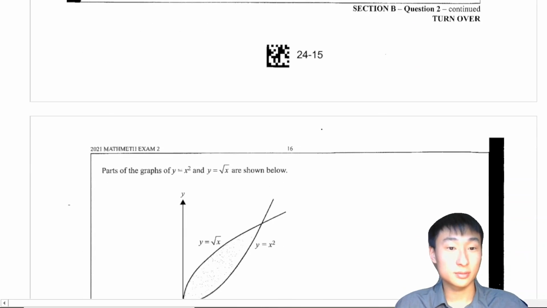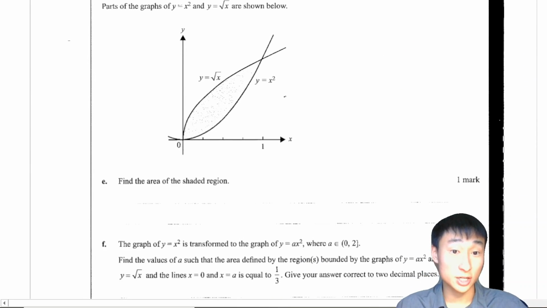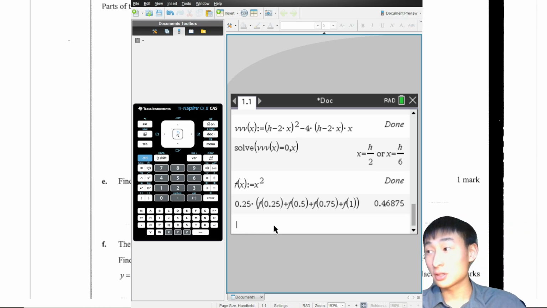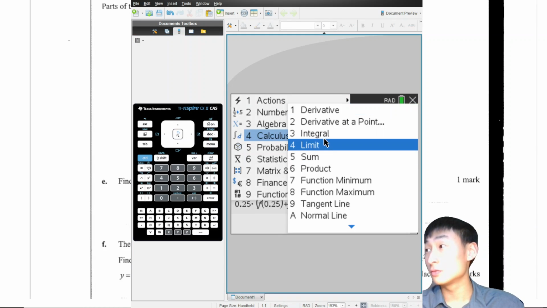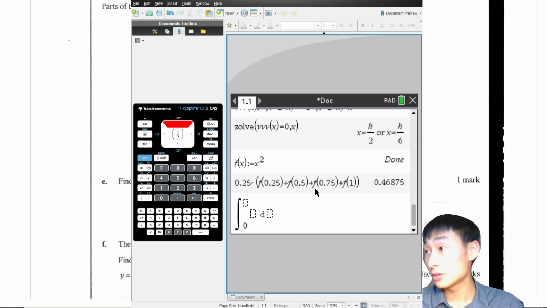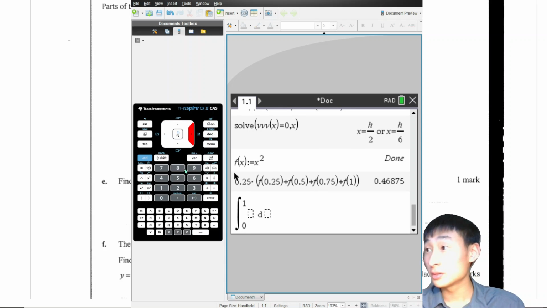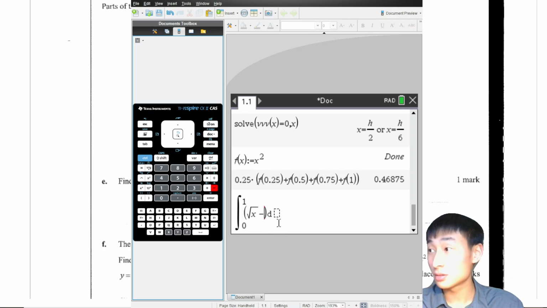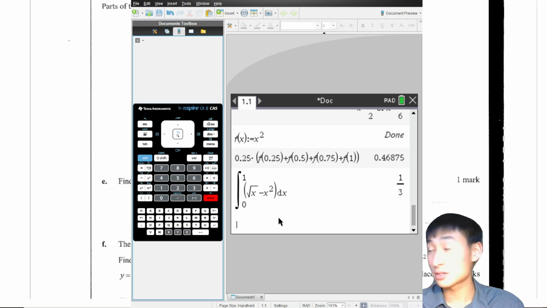Parts of the graph of y equals x squared and root x are shown below. Find the area of the shaded region. Cool. I'll just cast that. We can pretty easily see that this is 1, 1 straight away. I'll just bring that up. Integral of 0 to 1 root x minus x squared dx, so that's 1/3.